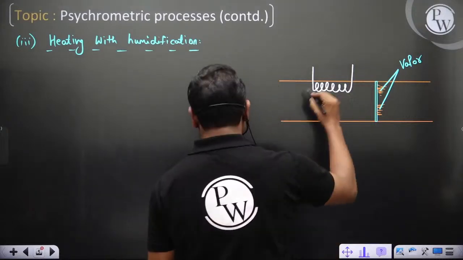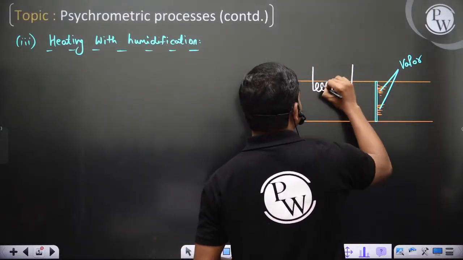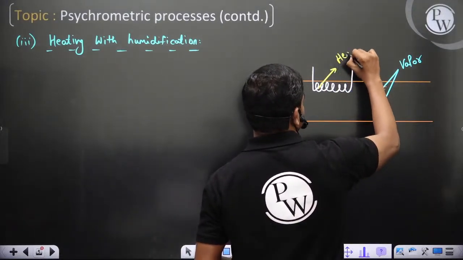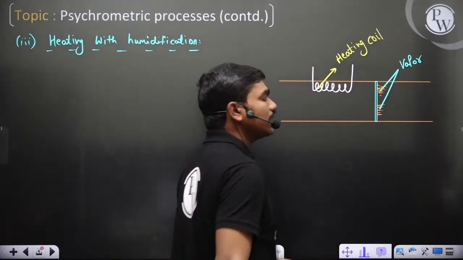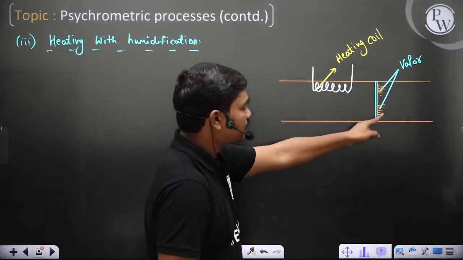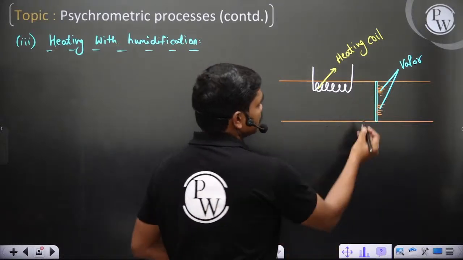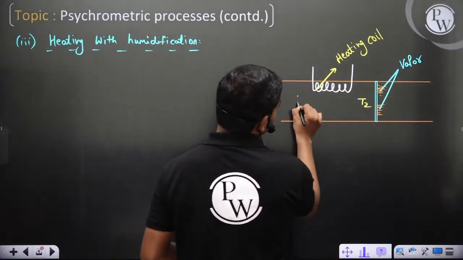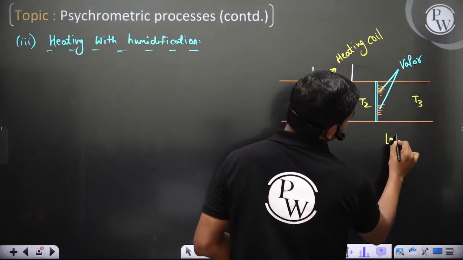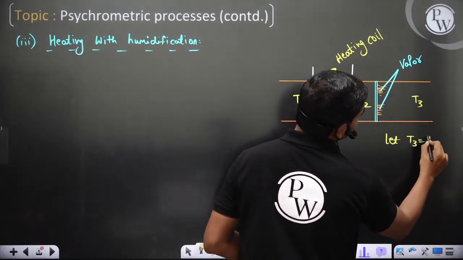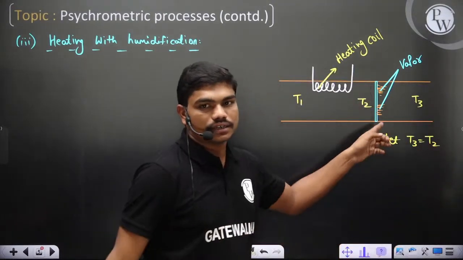Okay, and this is your heating coil. So this is your heating coil, and let's say this temperature of vapor which is coming out is at the same temperature T2, this is T1, and finally the condition here is T3. Let T3 be equal to T2, meaning you are sprinkling water actually at T2 conditions.